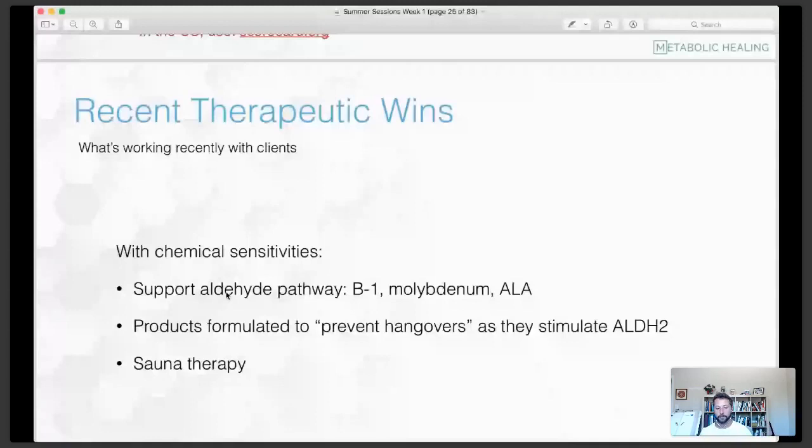That and sauna therapy. If somebody has chemical sensitivities, if they smell chemicals, the things to be thinking about are, yes, there's chemical exposure, but they're having hepatic issues. It's oftentimes their carpets or new furniture off-gassing formaldehyde, and that's triggering an acetylation problem in the liver.